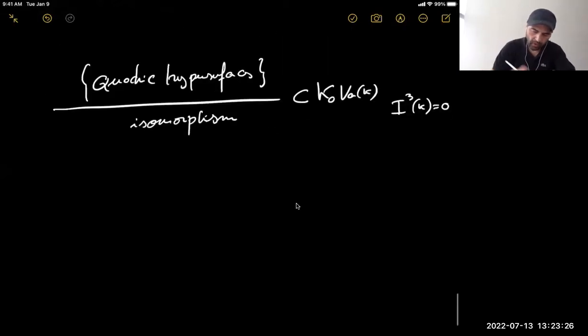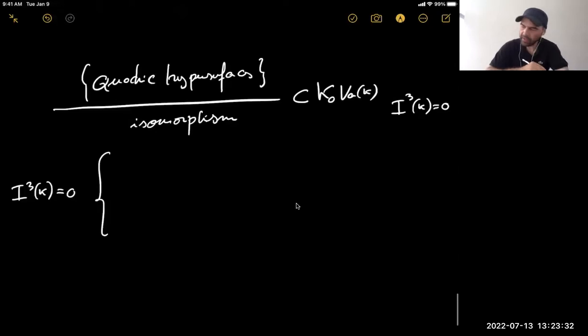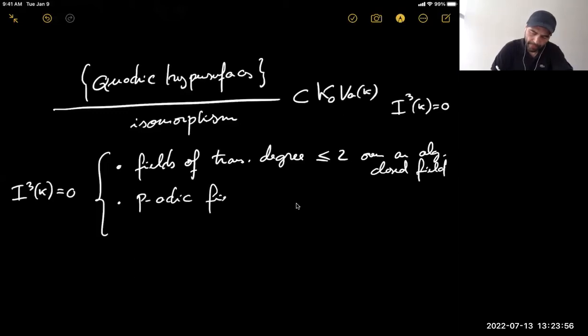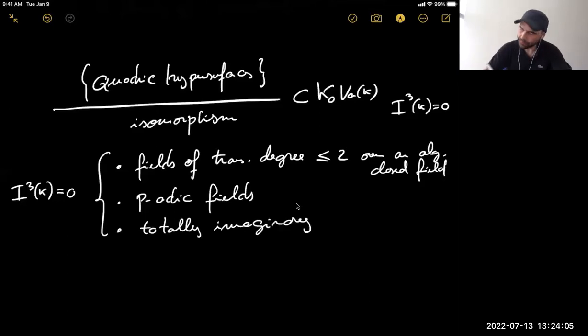So maybe let me recall this condition on the field being 0. Well, there are many examples. You can have fields of transcendence degree less than or equal to 2 over an algebraically closed field. You can have p-adic fields. You can have also totally imaginary number fields, etc.